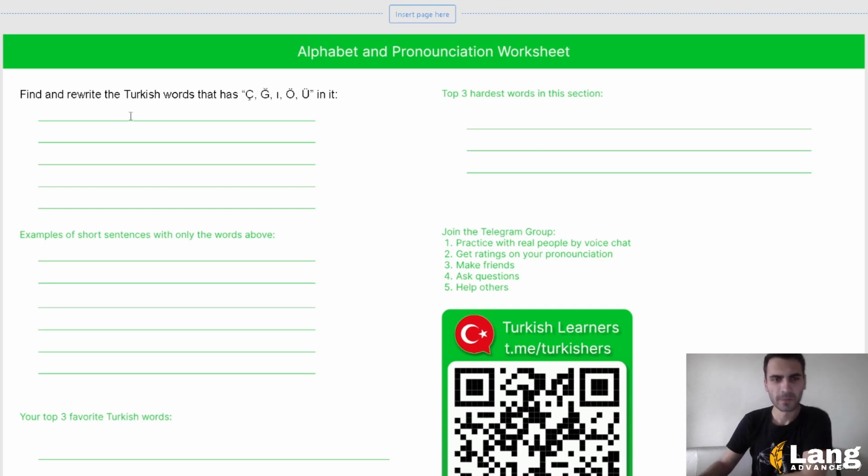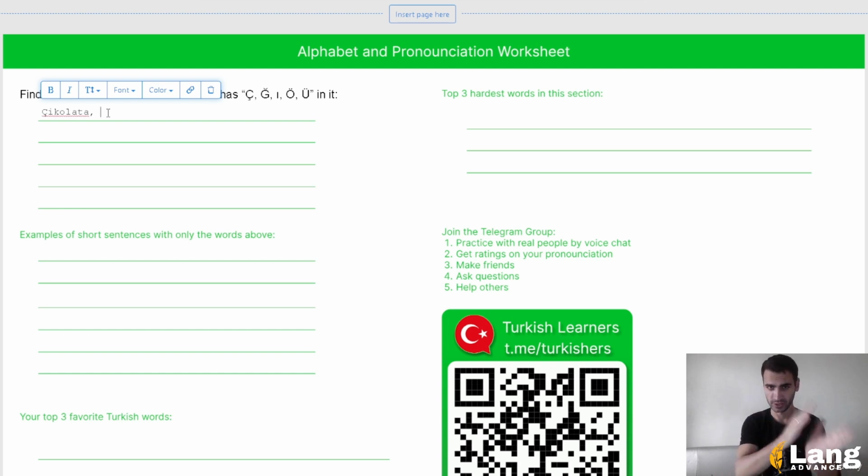There's a page here. Worksheet. So we can practice. And now you know all of them. Ç, for example. Çikolata. Chocolate. Çikolata. Ç. In chocolate also it's ç. So easy. Chocolate. Check.